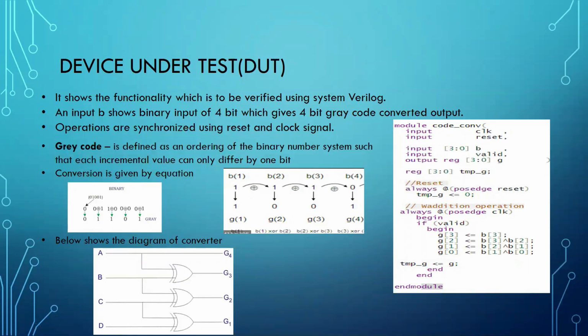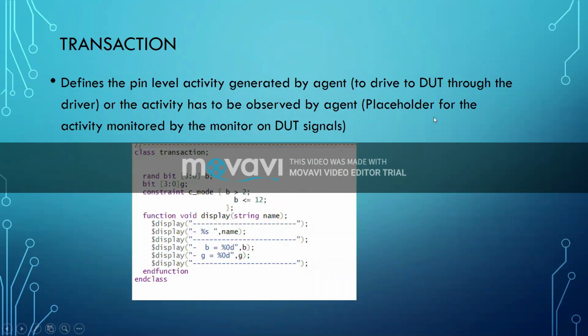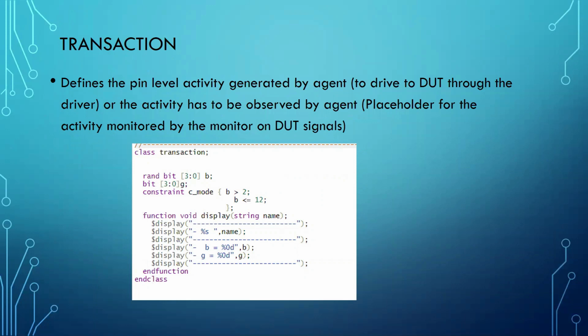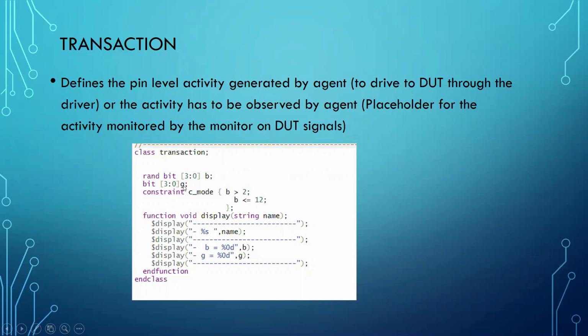We are going to check the functionality of this binary to gray code converter, which is our design under test. The first block we are going to deal with is the transaction. Transaction defines the pin level activity generated by the agent. It generates the stimulus, and we write all the stimulus we need inside the transaction. The transaction acts as a placeholder for activity monitored by the monitor. In this program, the stimulus is B and we have to get the output G. Both are declared in the program.